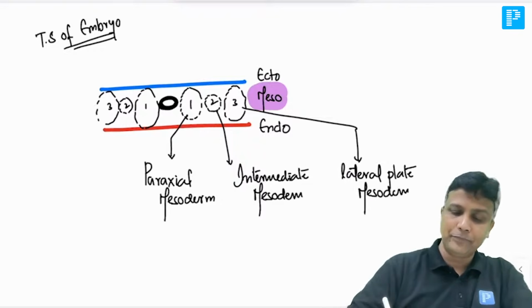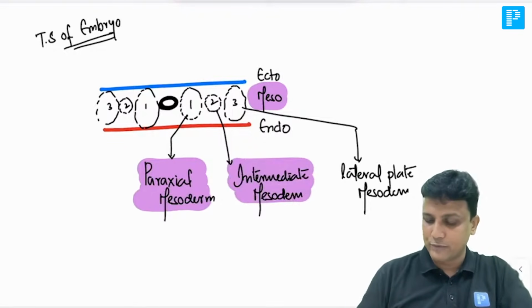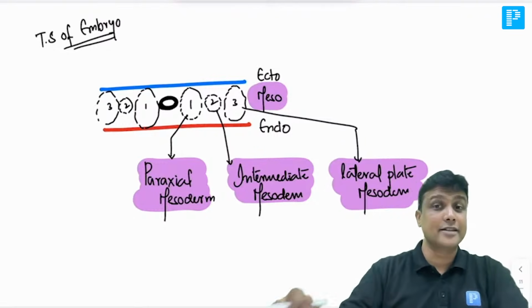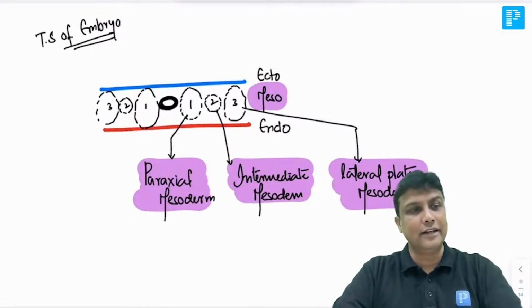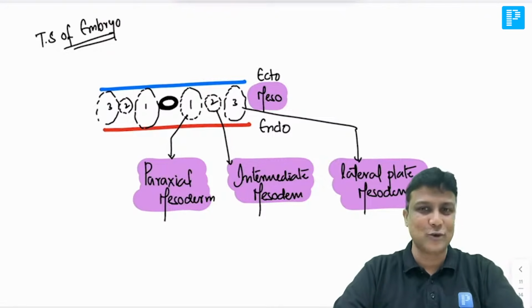Are you understanding me? So in the third week, what is going to happen? The intra-embryonic mesoderm is divided into three parts. Along the central axis, that will be para-axial mesoderm. Then in the middle, it is intermediate mesoderm. And on the lateral side, it is lateral plate mesoderm.